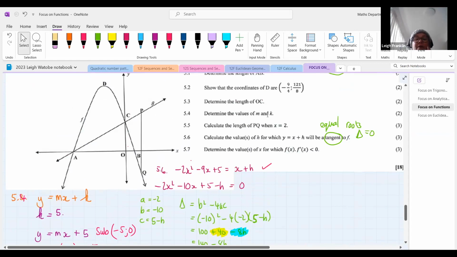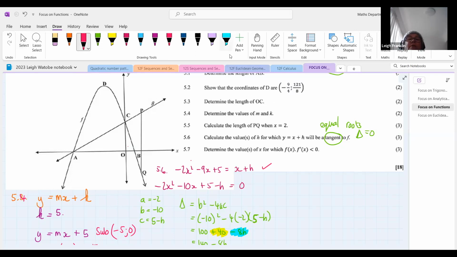Okay, let's have a look at 5.7. So grade 11s, this is not really going to mean anything to you at this stage. This really is for the grade 12s, but you're welcome to listen. Okay. I think you can still understand it even if you don't necessarily know the notation.